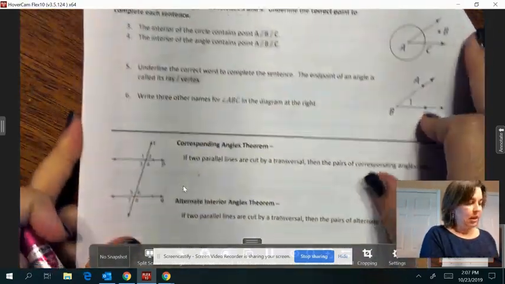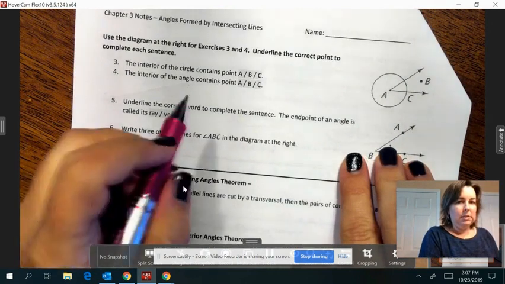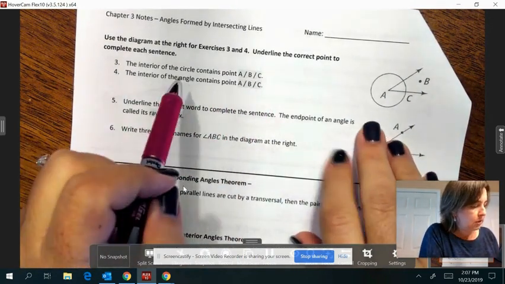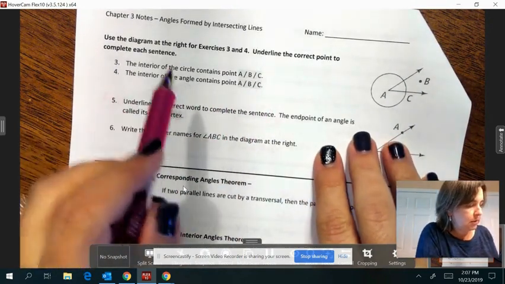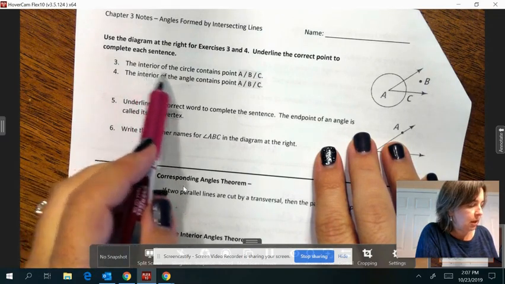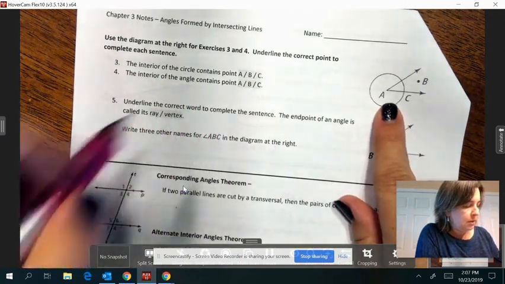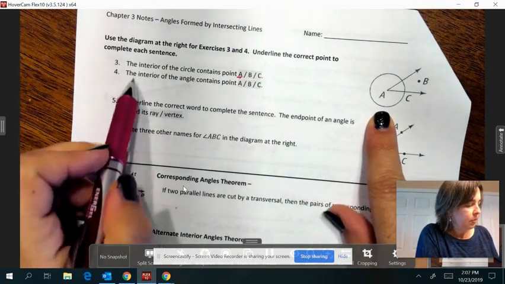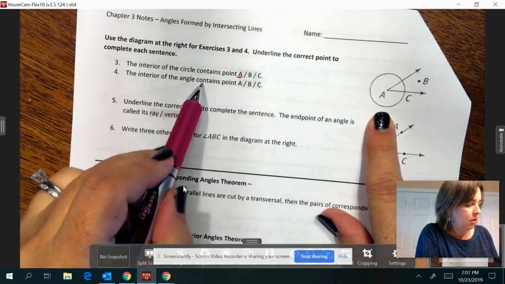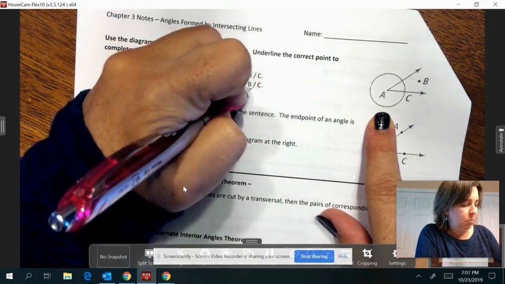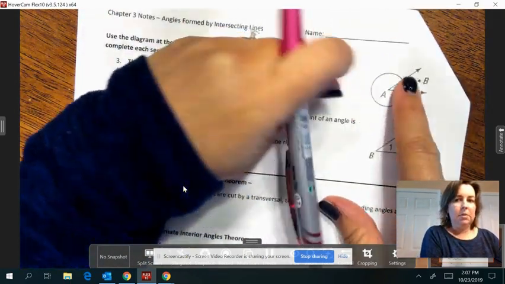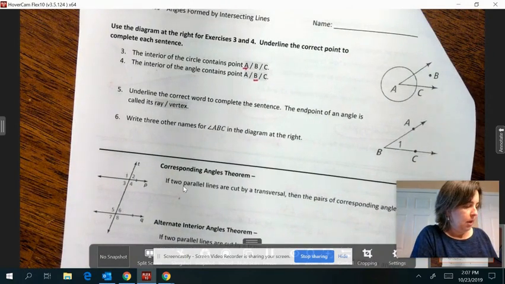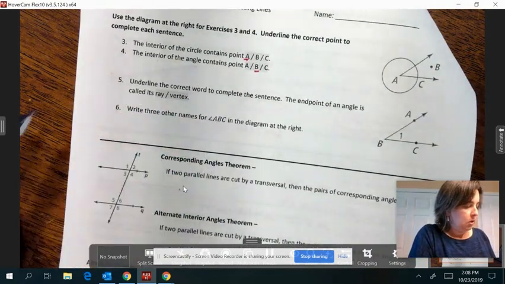Okay, perfect. The next page says, use the diagram at the right. Underline the correct point to complete each sentence. So the interior, that's inside of the circle, contains A, which is the only one that it contains. The interior of the angle contains, that would be point B, because this angle opens up and B is on the inside.